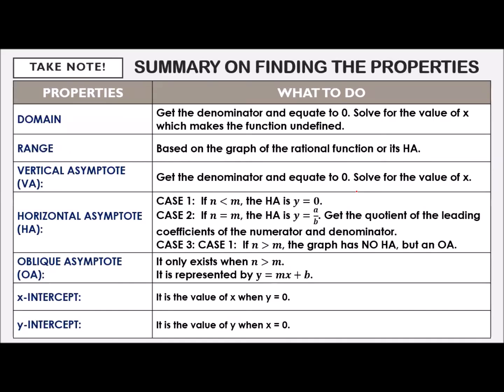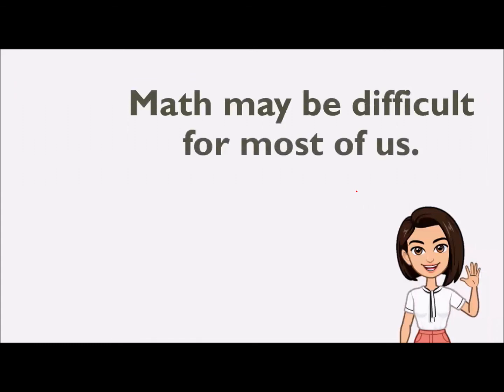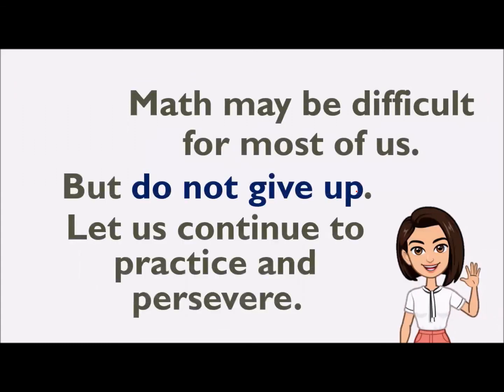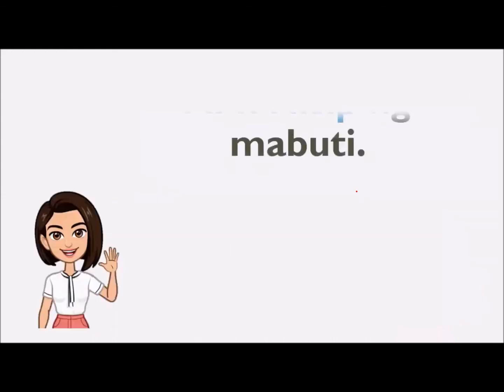So, take note of this summary again in finding the properties of the rational functions. I hope you could try other rational functions and practice lang ang kailangan. Okay, we have here the properties, the domain, the range, the vertical asymptote, the horizontal asymptote, the oblique asymptote, the x, and the y-intercept. With that, math may be difficult for most of us, but do not give up. Let us continue to practice and persevere.